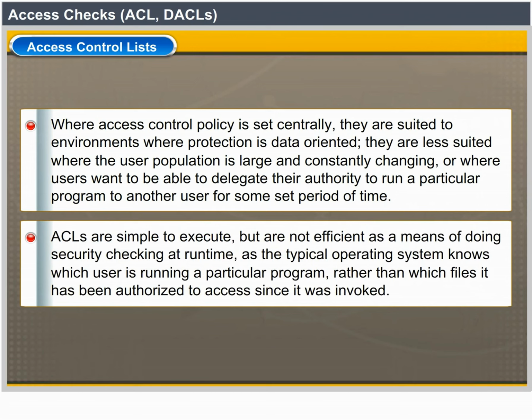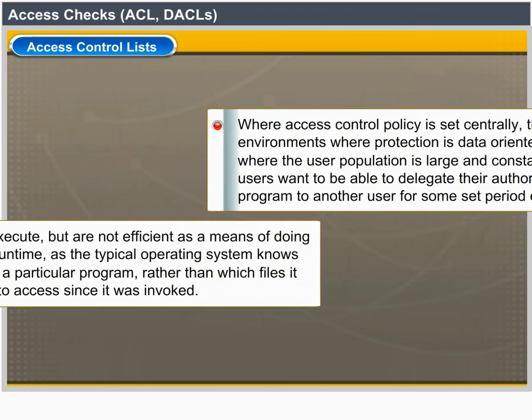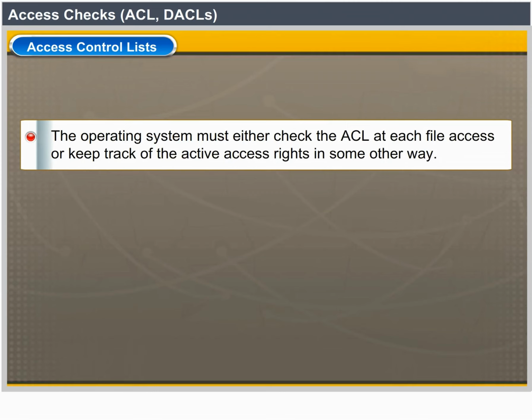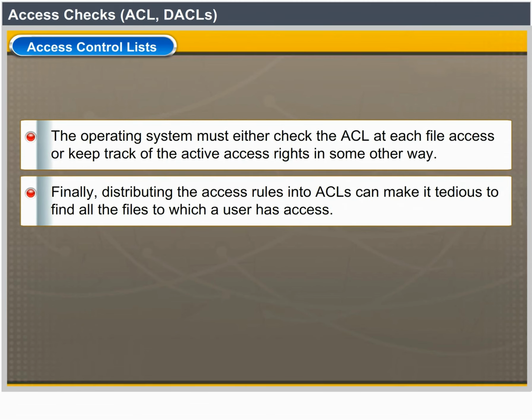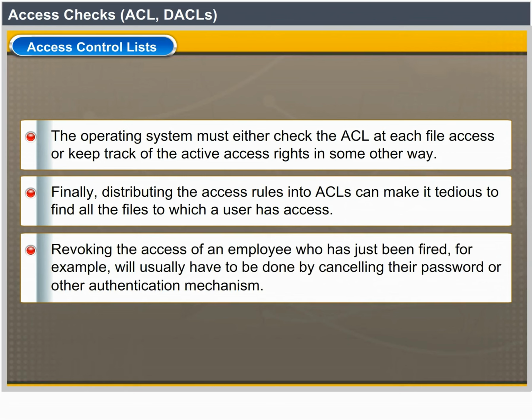ACLs are simple to implement but are not efficient as a means of doing security checking at runtime, as the typical operating system knows which user is running a particular program rather than which files it has been authorized to access since it was invoked. The operating system must either check the ACL at each file access or keep track of the active access rights in some other way. Finally, distributing the access rules into ACLs can make it tedious to find all the files to which a user has access. Revoking the access of an employee who has just been fired, for example, will usually have to be done by cancelling their password or other authentication mechanism.